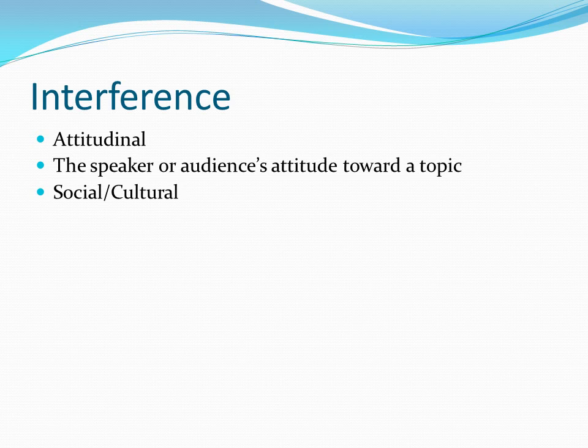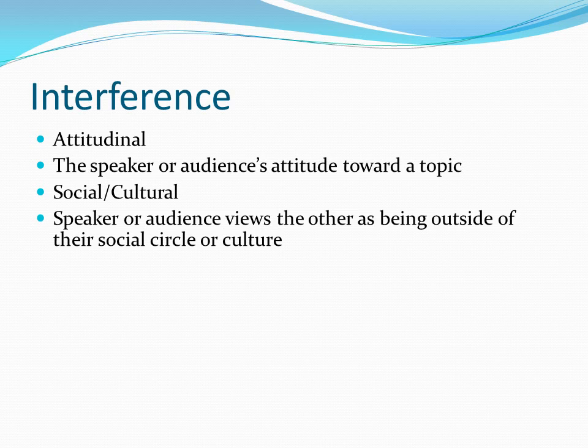Another kind of interference that we might encounter is social or cultural interference. This is where the speaker or audience views the other as being outside of their social circle or culture. Think about the different social circles and cultures we have represented in our class. Think about the people in our class who only ever take honors and AP classes, and this might be the only class they're taking this semester that isn't an accelerated class. Think about the people in our class who are never going to take an honors or AP class.